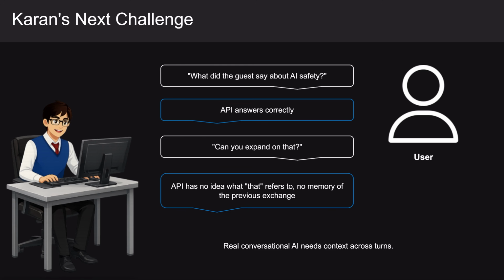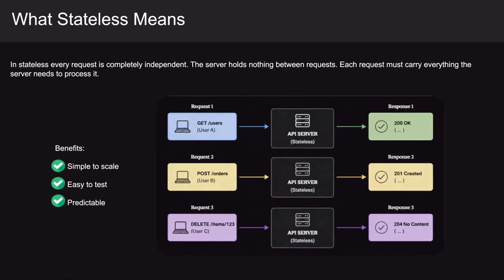The callout at the bottom says it. Real conversational AI needs context across turns. Solving this cleanly requires understanding what the API layer should own versus what belongs in storage. As shown in the diagram, 3 separate requests, 3 separate users, 3 separate API server instances, 3 independent responses.